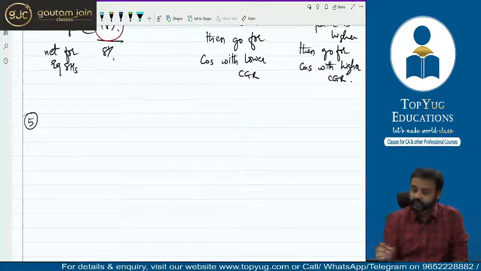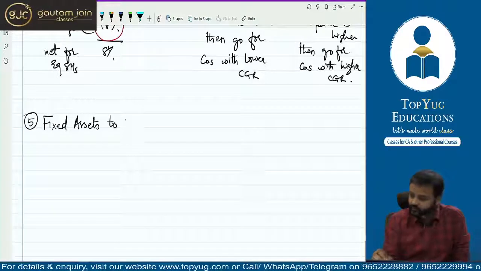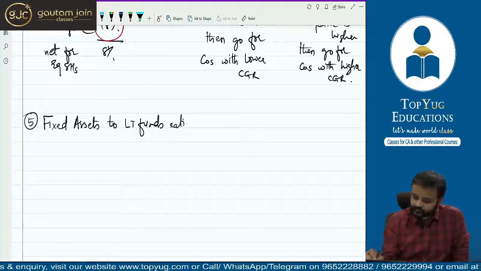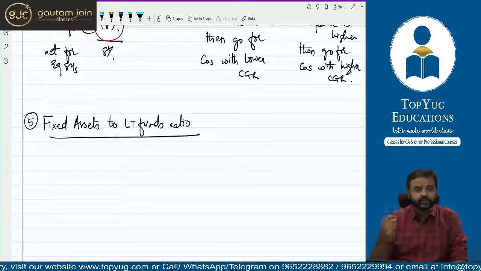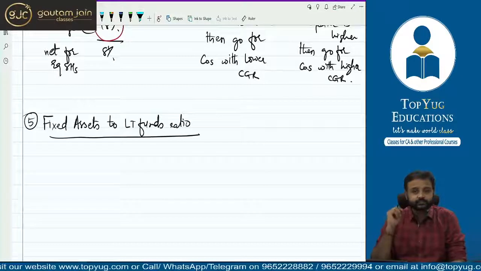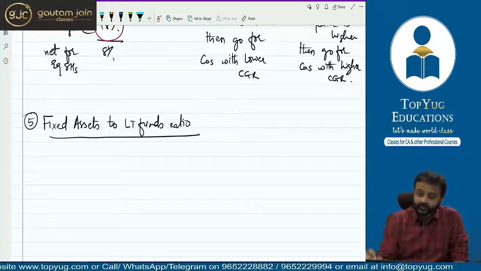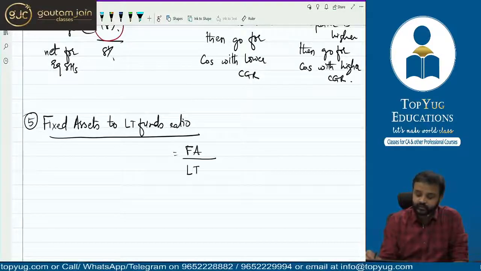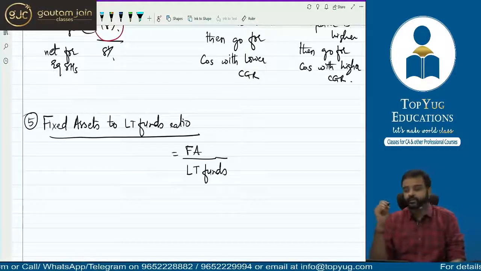Okay, fifth one, what is that? Fixed assets to long-term funds ratio. Sir, the name says it all, right? You might say, sir, the name says it all. What is it? Fixed assets to long-term funds. So obviously fixed assets in the numerator and long-term funds in the denominator.